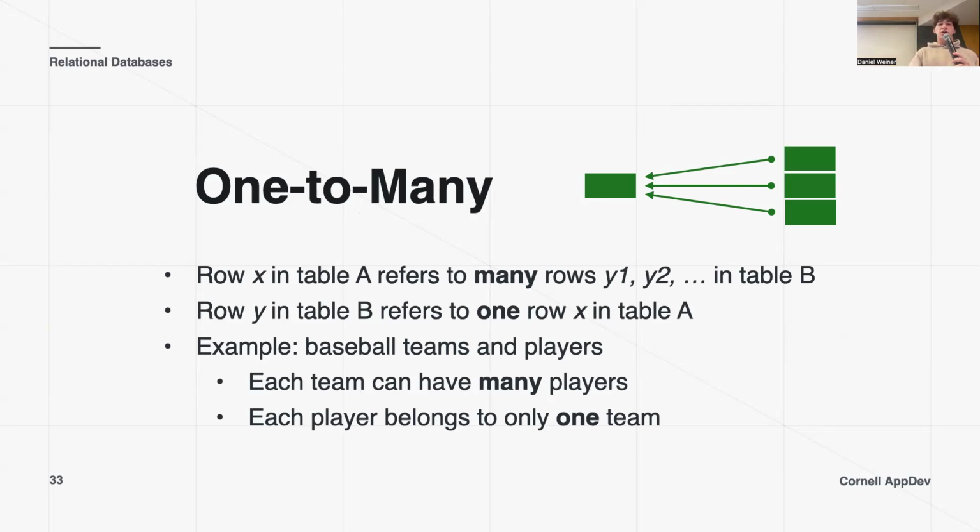So an example of this would be like baseball teams and players. So each team can have many players, right? But each player can only belong to one team. So in this case, the team would be like the singular green box on the left, and the players would be the 3 on the right. They all belong to a team, but each player only belongs to one specific team.